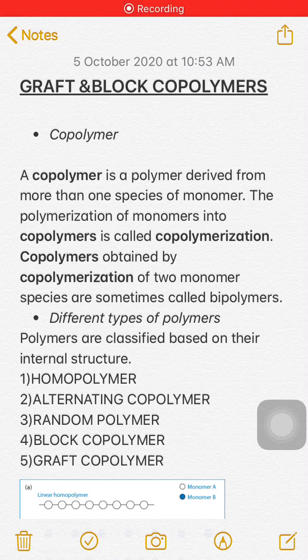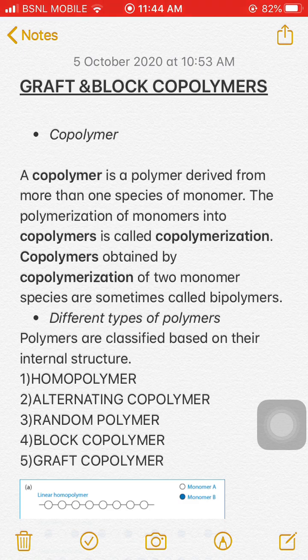Hi everyone. Today we are going to discuss graft and block copolymer. Before going into detail about these two copolymers, let us have a brief look at what a polymer is. Polymer means monomer units are linked together to form a very large unit called a polymer, and the process is called polymerization.